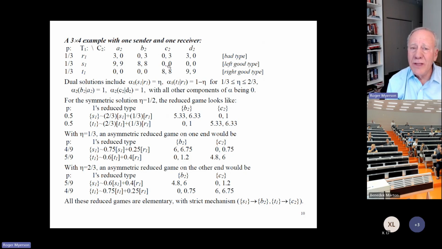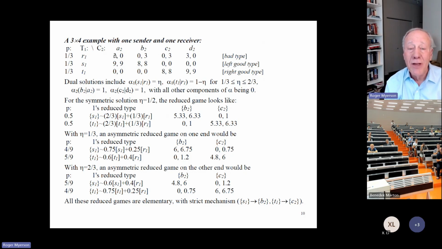At the bottom, there's something important to talk about. Both the sender and the receiver, player 2, would like to use the sender's information and go to B or A if it's S, and C or D if it's T. And of course, they'd like to go to the extreme ones that get the 9s rather than the 8s.